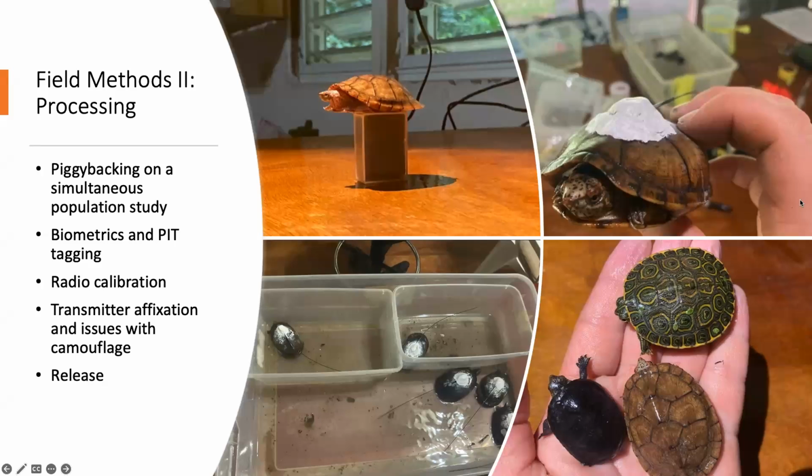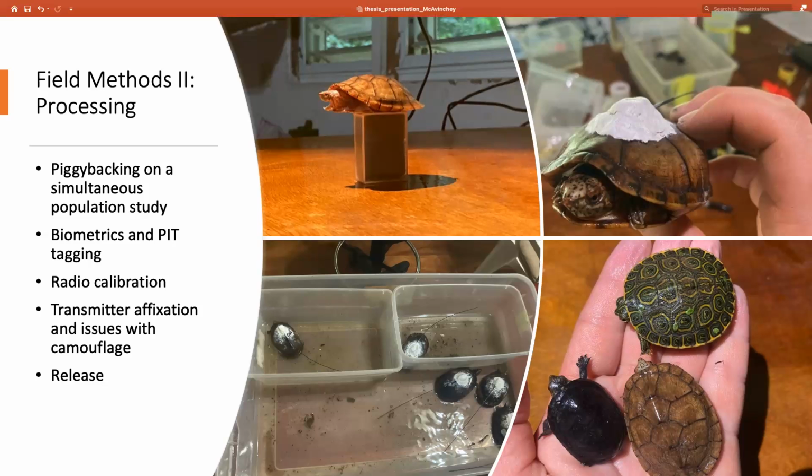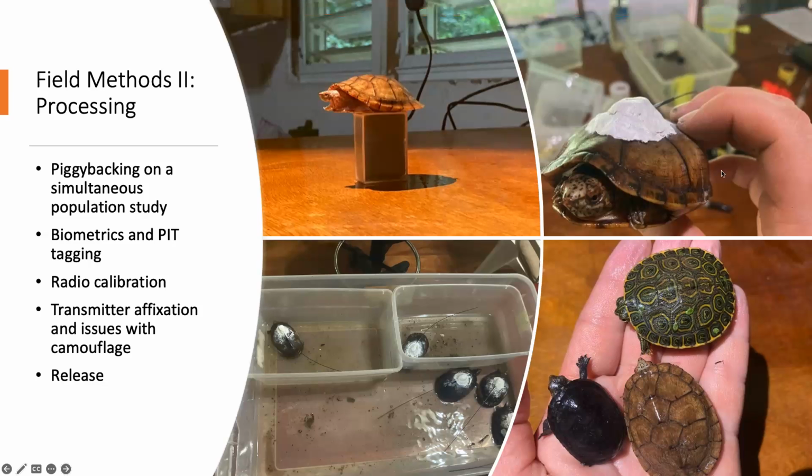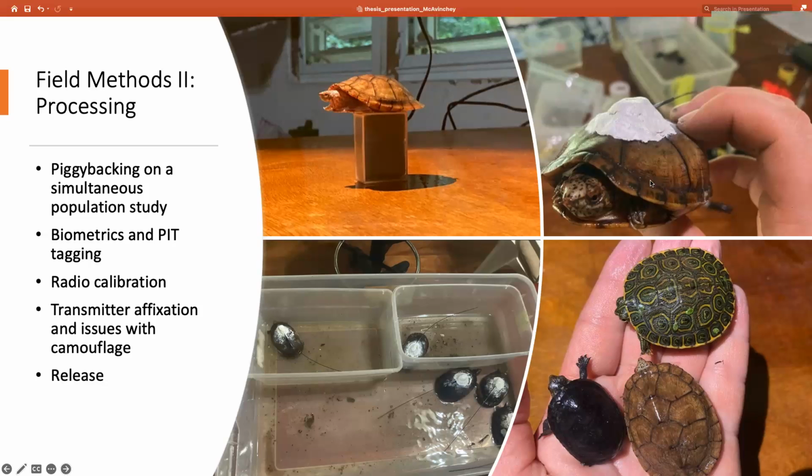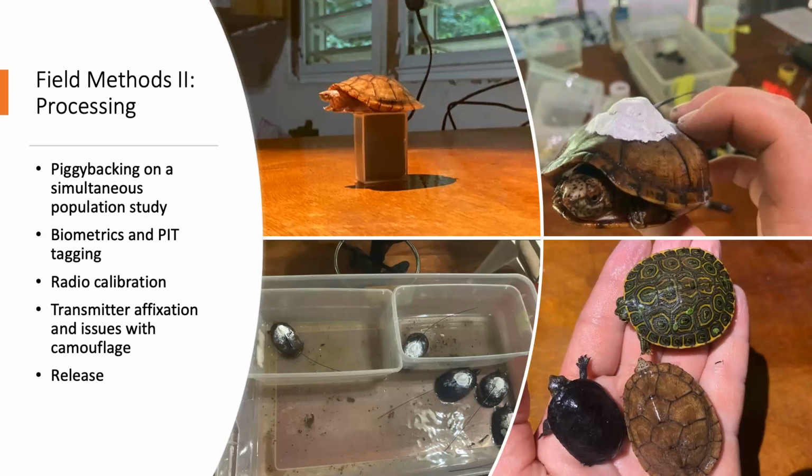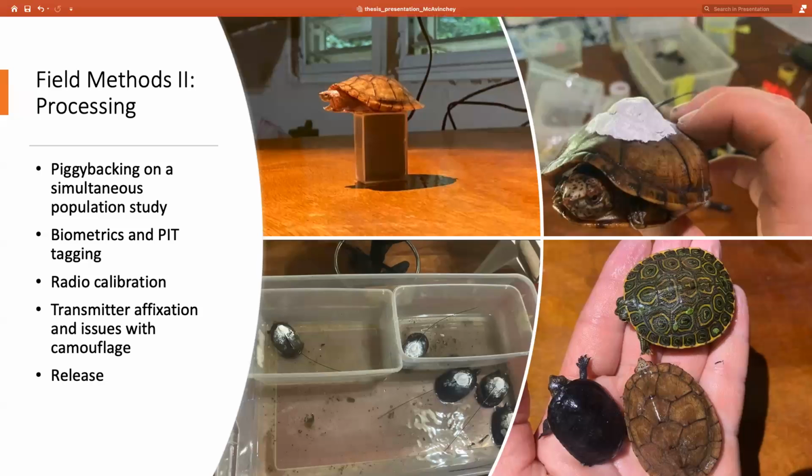So after each animal was captured, we brought them back to a central processing location. In accordance with the rest of the survey going on, every animal was captured and biometrics were taken on all of them. If they're big enough, they had a pit tag put in. My Tabasco mud turtles had these transmitters affixed to them, which was kind of a delicate dance. Like I said, we had to weigh the weight of these transmitters along with this epoxy that we had to use to affix to the carapace.